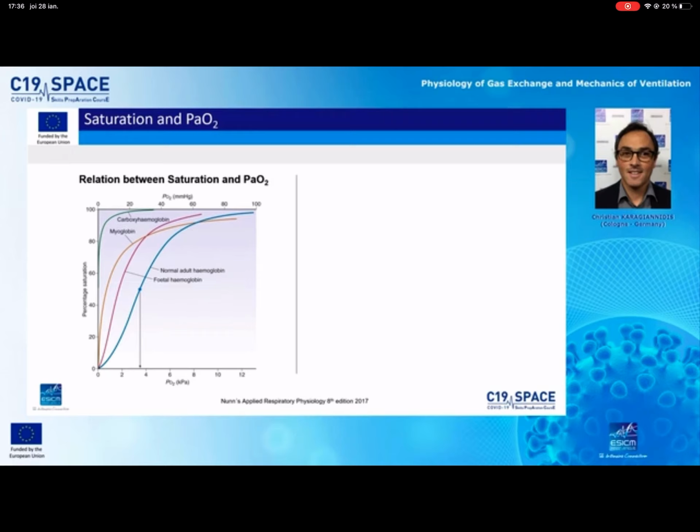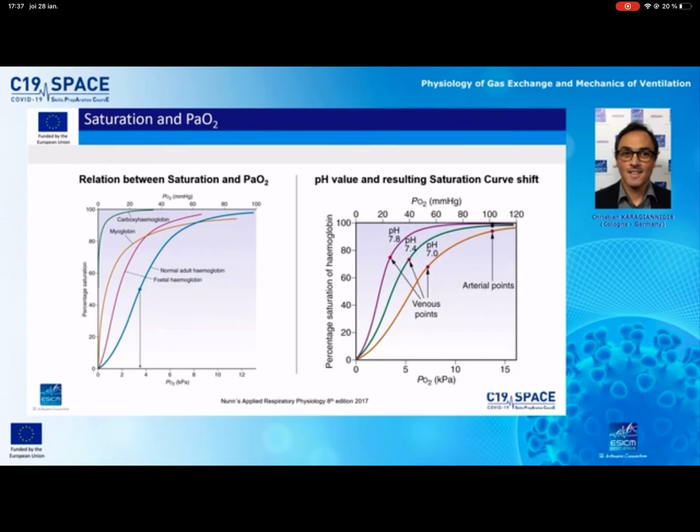But if the saturation goes above, let's say, 93, 94%, you see that you do not have a very good correlation with the PaO2. So saturation very nicely reflects the oxygenation status if the saturation is, for example, below 90%, but it does not tell you how much oxygen you really have in your body if the values are above, let's say, 92 or 93%.